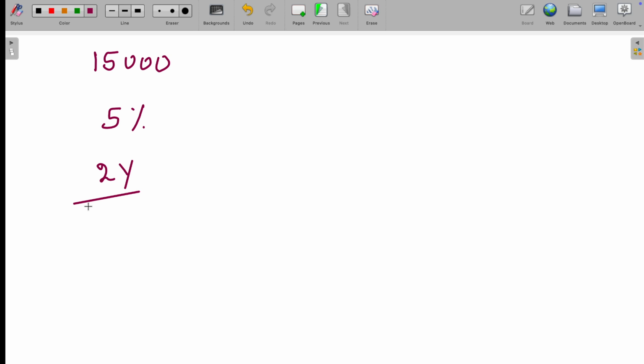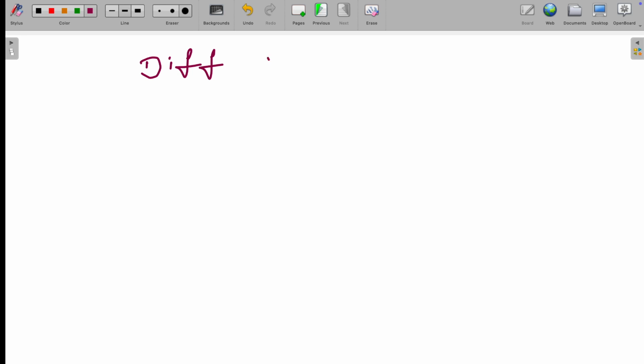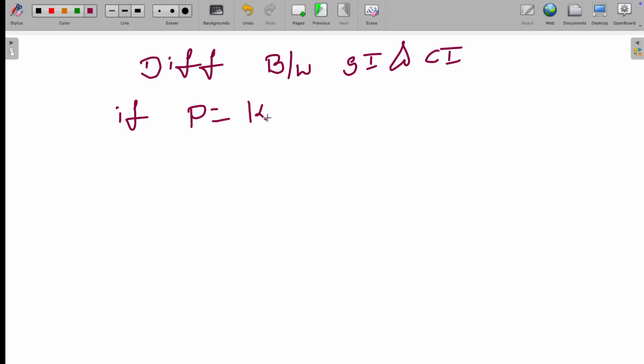Okay. Got it right, the answer? Next, difference between SI and CI. Next heading: difference between SI and CI. If principal is same, write it, note in order. If principal is different, we have to solve it separately. We have to calculate SI, we have to calculate CI using tree method.